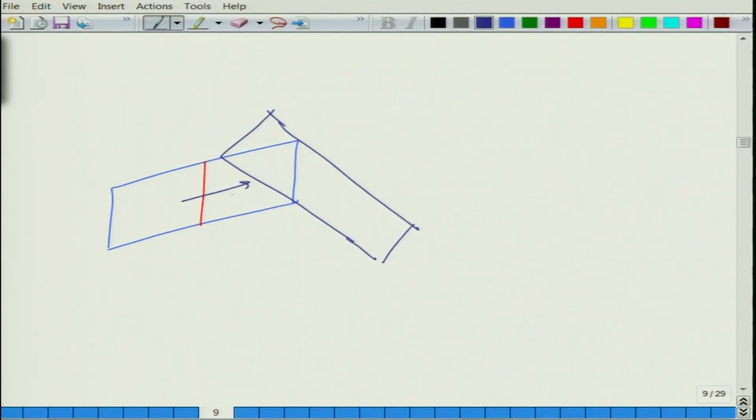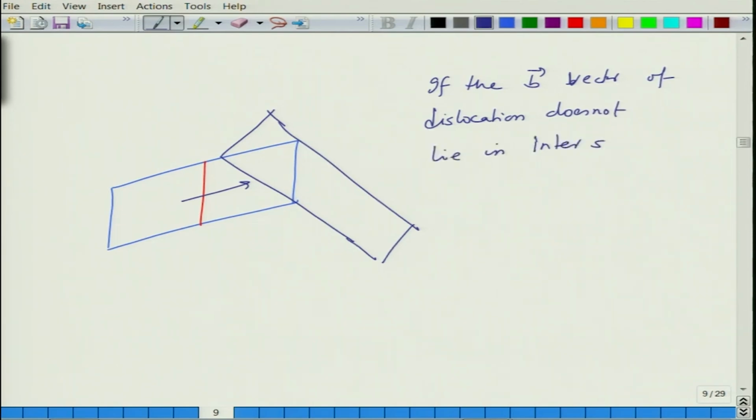Now, the moment it encounters another plane, if the Burgers vector of the dislocation does not lie in the intersecting plane, there is a possibility it might move, but it may not be able to move in that intersecting plane, because HKL dot UVW may not be equal to 0. So, that Burgers vector may not lie in that plane. Because a dislocation is nothing but a bunch of atoms, a faulty region, the faulty region may move from one plane to another, but it may happen that the Burgers vector does not lie in it.